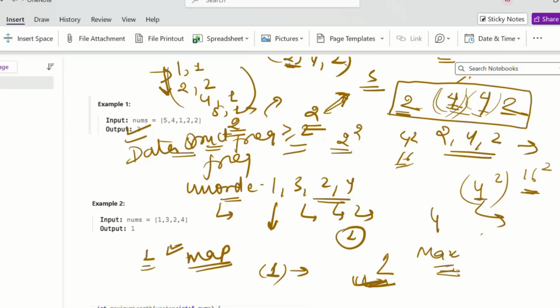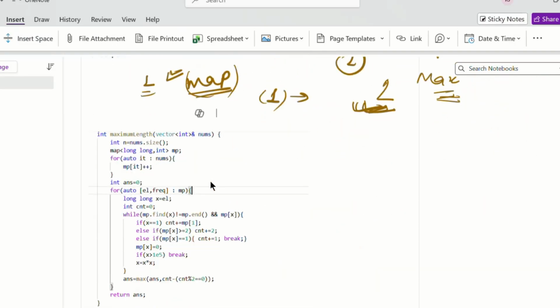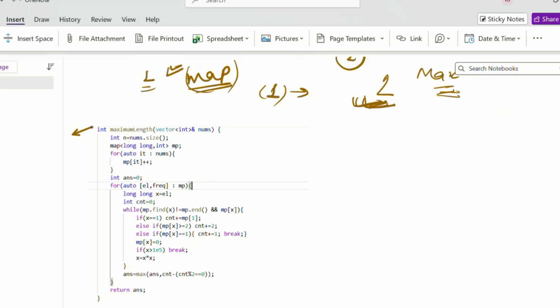Because to get the maximum possible length subset, we need to start from the minimum value. That's why I will be using map. So I think this much information is required to proceed with the solution. So we can understand more with the help of the solution.